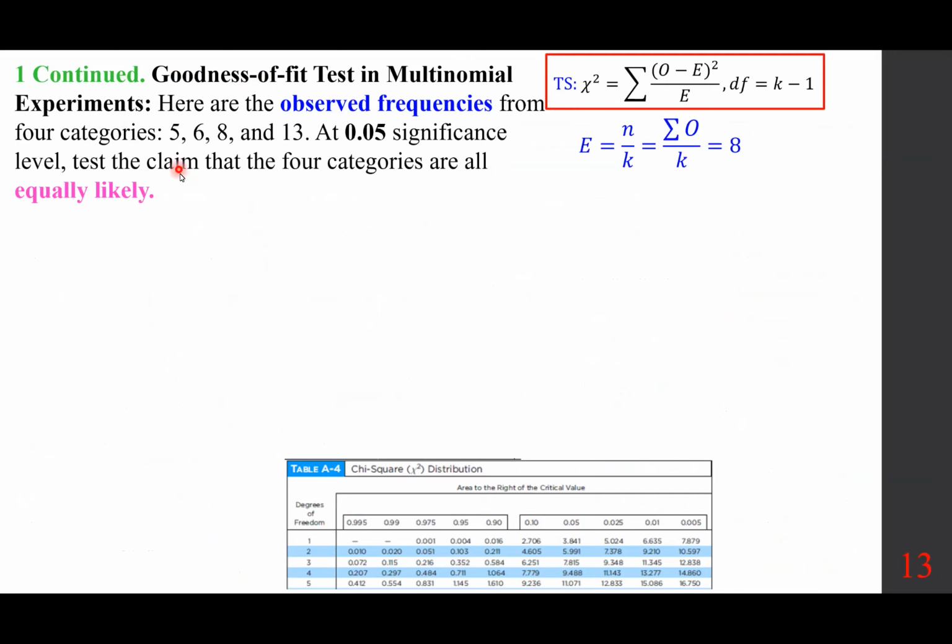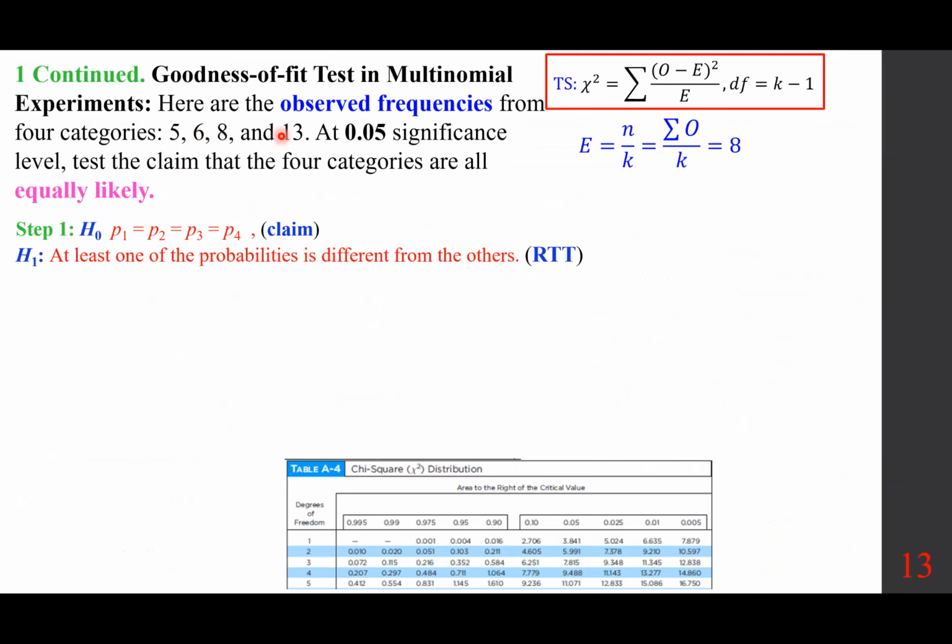So let's see what we need to do. First, the question and the fact that equally likely. You're going to write, in this case, there are 4 categories, therefore P1 equals P2 equals P3 equals P4. If you recall the concept of proportion, in this case we have 4 proportions, and at least one of the probabilities or proportions is different from the other. This is why we go with the right-tail test. What's important to understand is that they don't have to be equal. In this case, it is equally likely. What is important is that all probabilities or percentages or proportions must add up to 1.